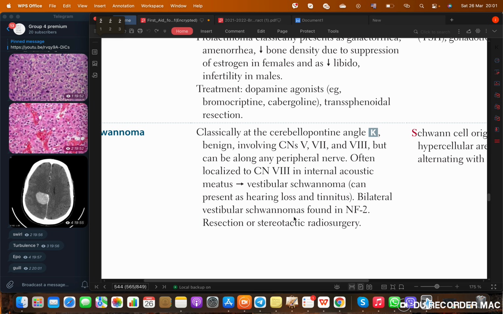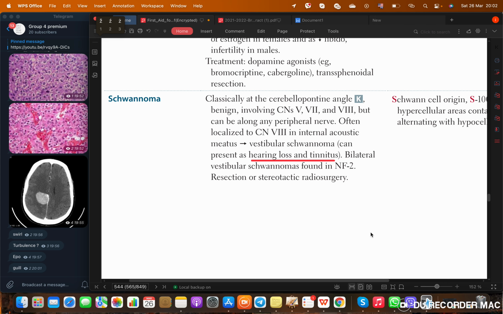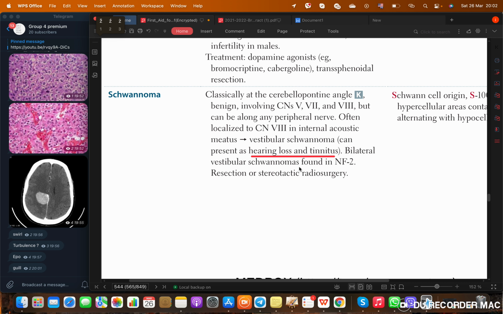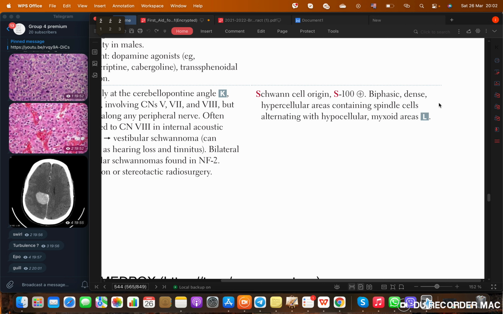All of them have one thing in common. All of them originate from the neural crest, but can go along any peripheral nerves, often localized at cranial nerve number 8 in the internal acoustic meatus. Vestibular schwannoma can present with hearing loss and tinnitus, which is a zzz sound, and bilateral vestibular schwannomas are found in neurofibromatosis type 2, where you will have 2 schwannomas. Treatment is resection and stereotactic radiosurgery, which is the beam light therapy.